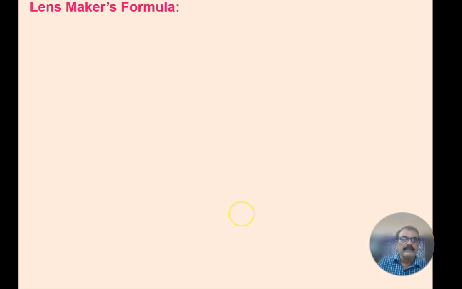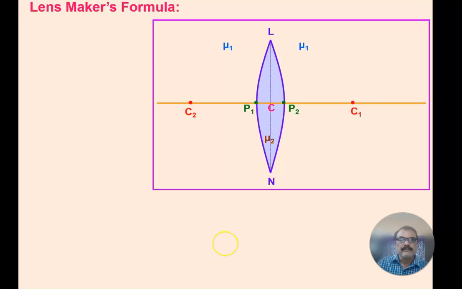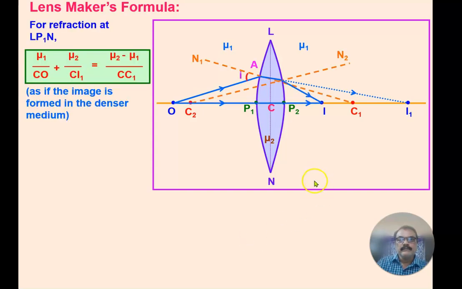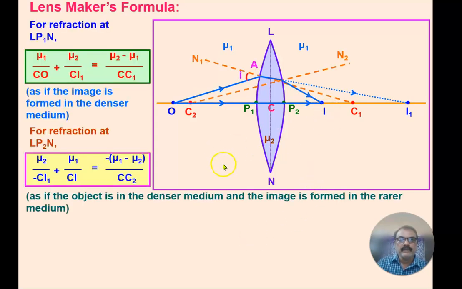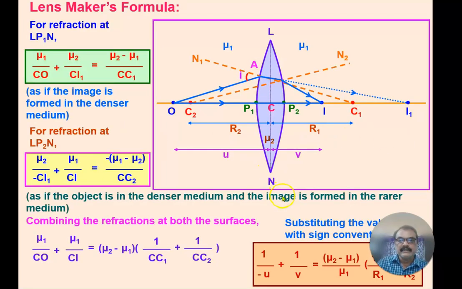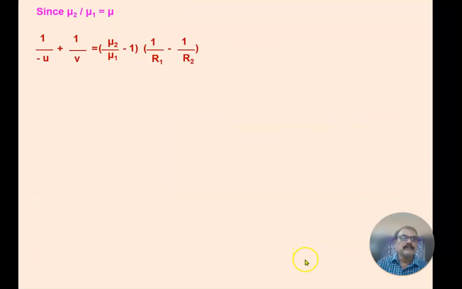Let's start directly with the lens maker equation. This I already told you. The first ray falls and forms an image at I1, and that is the first surface. The second surface image will form at I. So U and V, U is the object distance, V is the image distance, R1 and R2, R1 right side, R2 left side, and this is the equation. In this equation, if you substitute the data and sign conventions, you will get this.